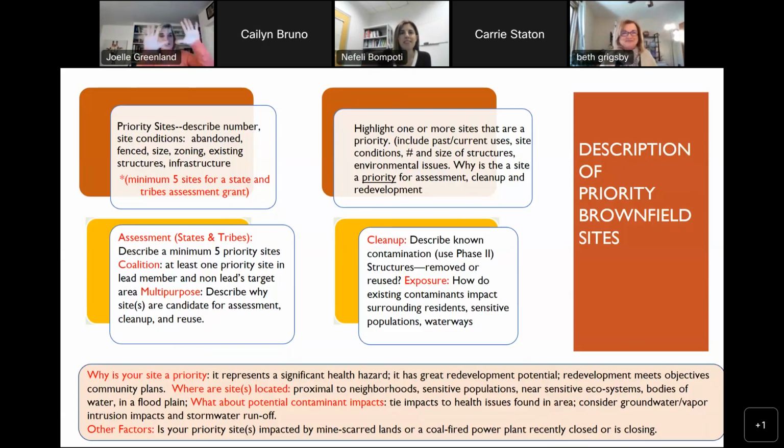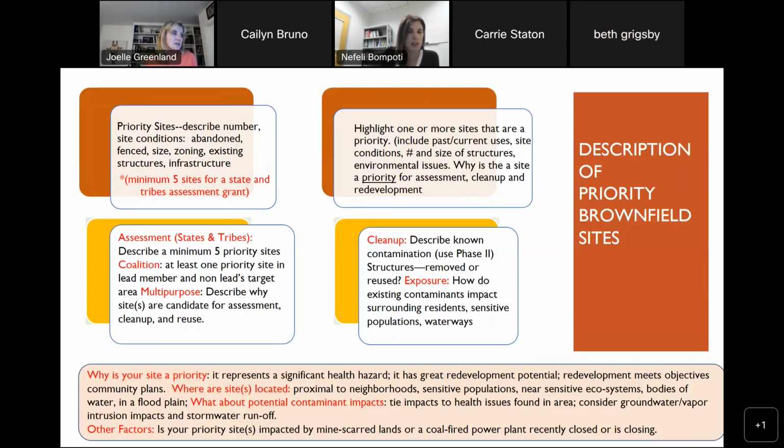Okay. They're asking for not state and tribe, and I can't type in the chat for some reason, so I'm going to pull it up since I'm not talking. They're asking for non-state and tribe, right? And that's where the additional sites come in. Absolutely. Yes. Cool. Pull the guidelines while we're talking. Okay. So Nefeli, we're back to slide 50.